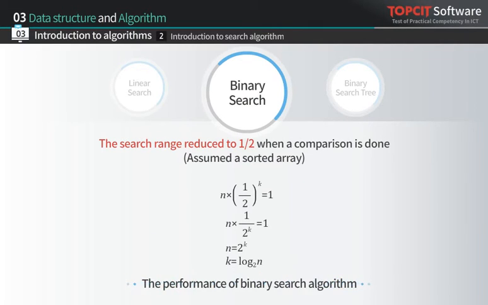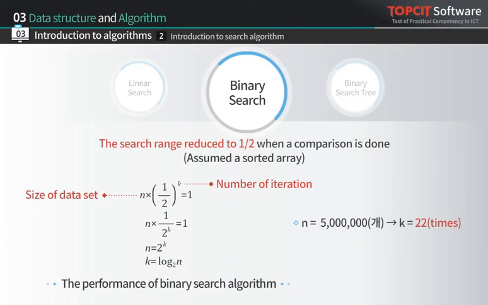So let's have a look at the performance of this binary search algorithm. Every time a comparison is made, the range is reduced by half. Suppose the size of the data set is n, and the number of iterations is k. Then a formula is created, as shown on the screen. This shows the formula which expresses how many times the size of the n data set is divided by 2. It finally becomes k equals log base 2 of n. For example, if the size of the data set is 5 million, the data can be found in a maximum of 22 times. If it's 10 million, the data will be found with up to 23 searches.